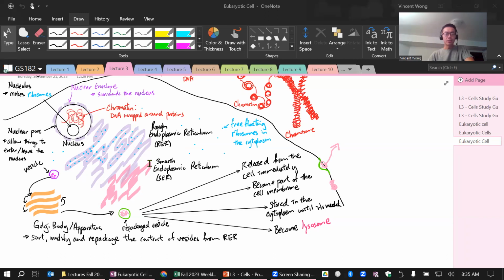All right. So the only thing that's left to talk about in the endomembrane system is the smooth endoplasmic reticulum. It's a continuous part of the rough ER. The only difference between the smooth and the rough ER is, well, functionally they're different, but appearance-wise, the difference is whether or not there are ribosomes attached onto them.